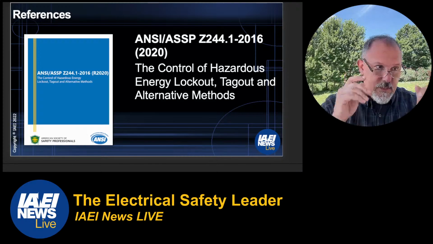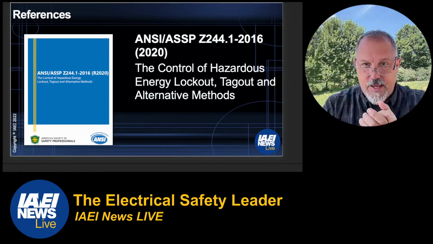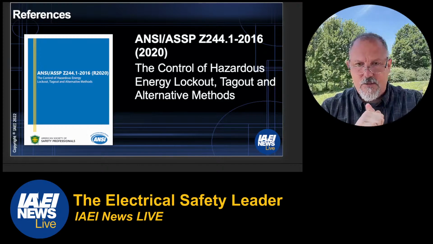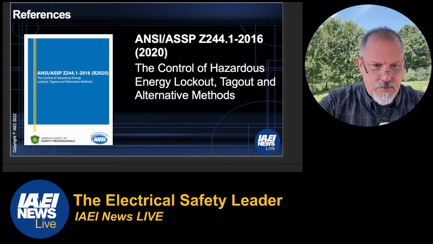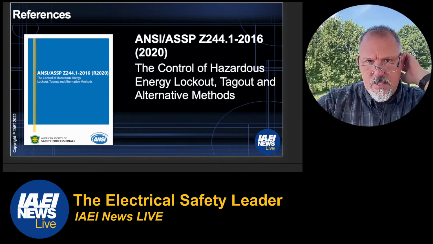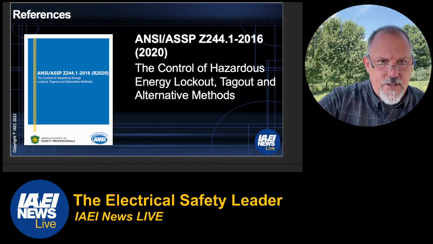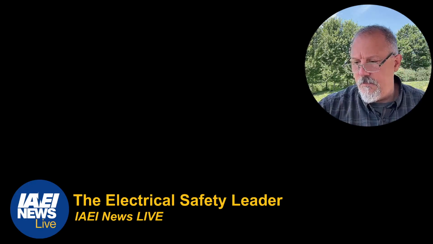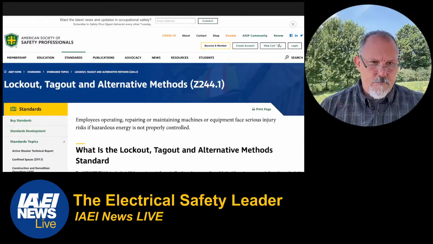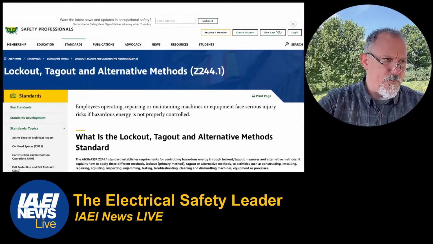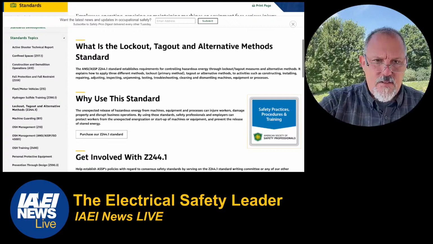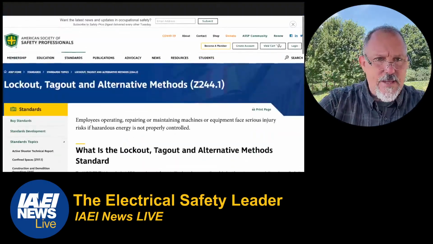Okay, now this is another document which you may or may not be aware of. ANSI, ASSP, I'll show you the webpage for this one. Z244.1, 2020, the control of hazardous energy, lockout, tagout, and alternative methods. Let's just do this. I'm going to show you, it's the American Society of Safety Professionals. All right. So that should flip for you. Lockout, tagout, and alternative methods, Z244.1. You have the lockout, tagout, alternative methods standard. This is their website, ASSP.org.